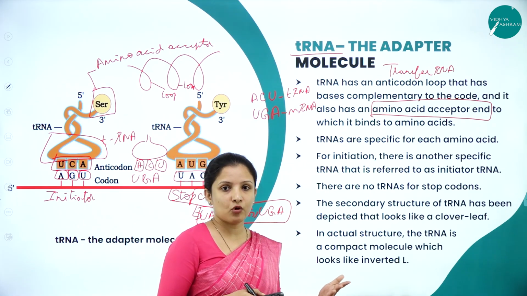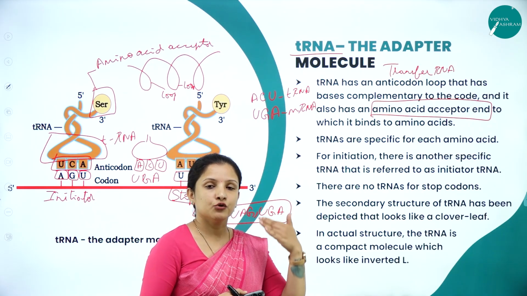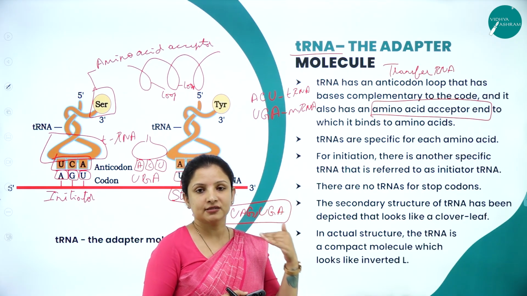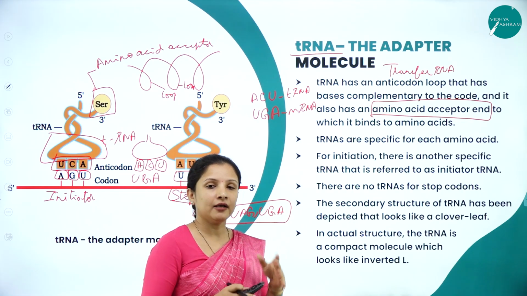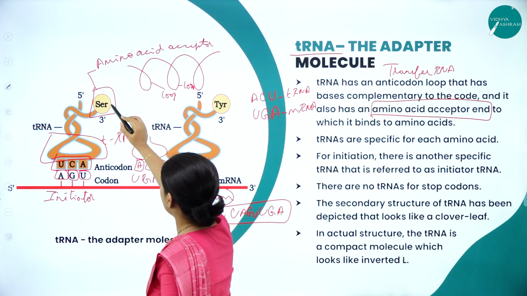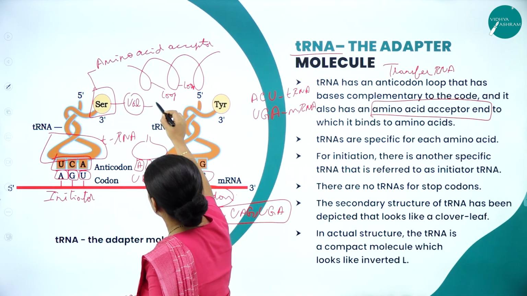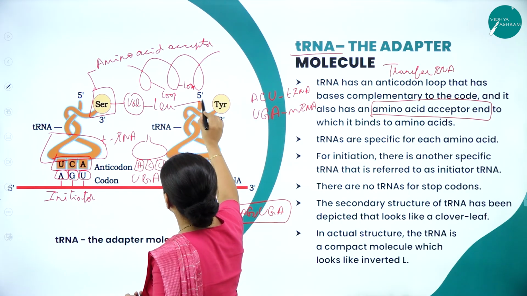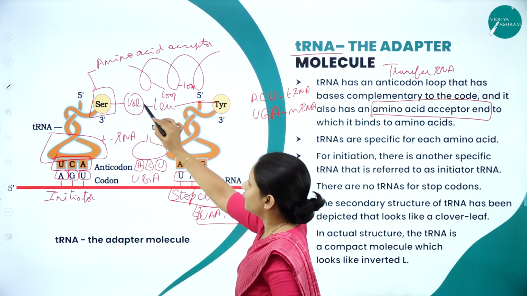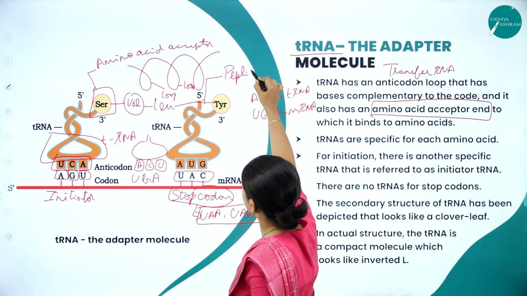It is the adapter molecule because it adapts itself on the mRNA strand to bring the respective amino acids, and therefore it forms chains of amino acids. So here chains of amino acids will get formed. Serine may be next to valine and next to it will be leucine. It forms a chain, and each amino acid is held together by peptide bonds. We'll talk about that later.